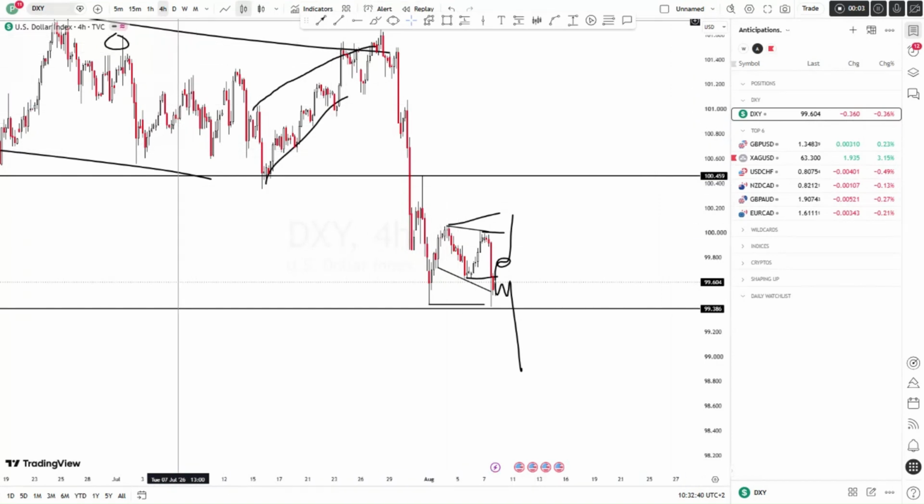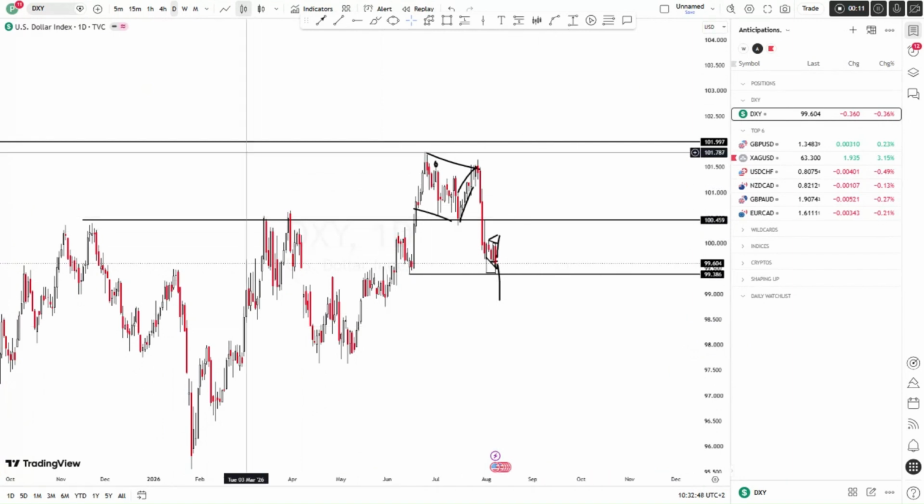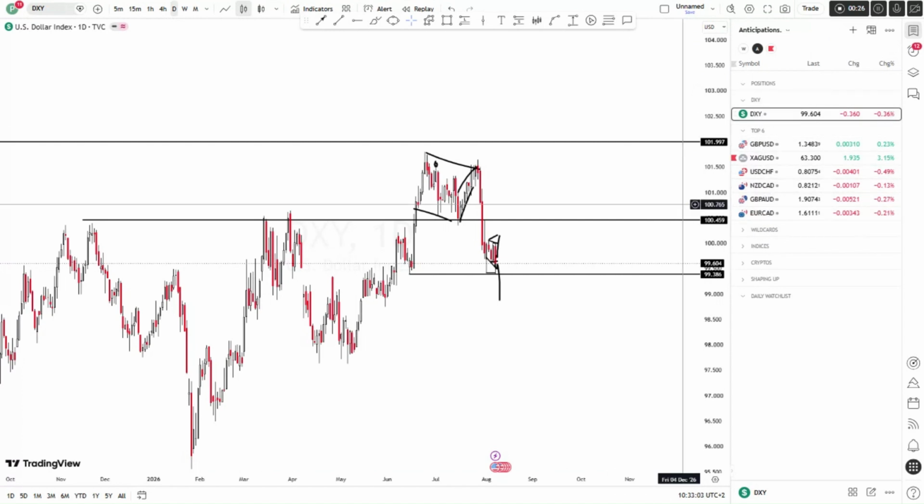A quick market analysis for the week ahead, which is the second week of August 2026, right? Yeah, man, we are within Q3. This is the middle month of Q3. So we are approaching the second week. I'm just gonna start off with the DXY and break down my top six and wildcards, possibly also my indices, but we'll see whether time allows us to go through everything. I'm just gonna be focusing on my top six.